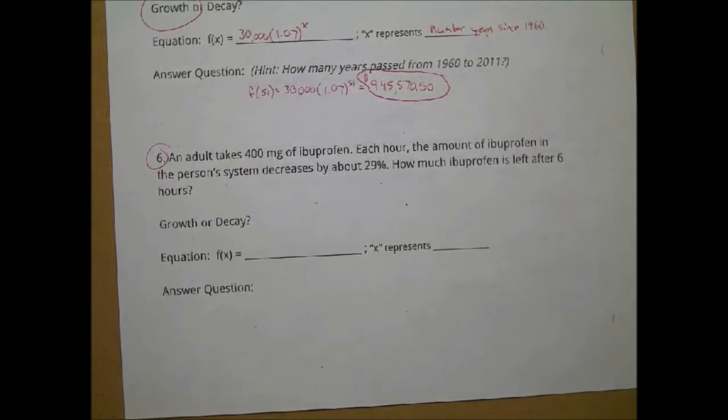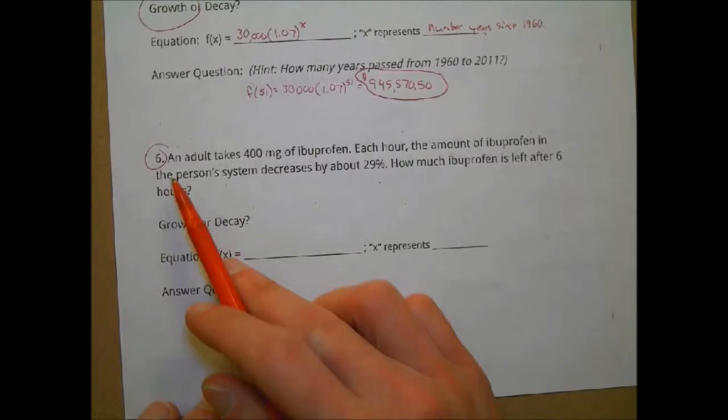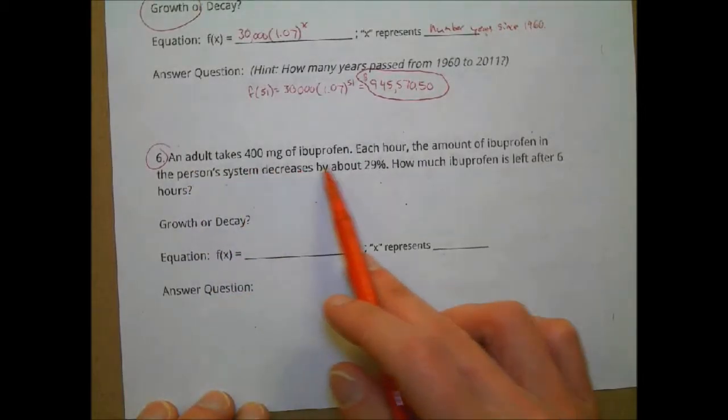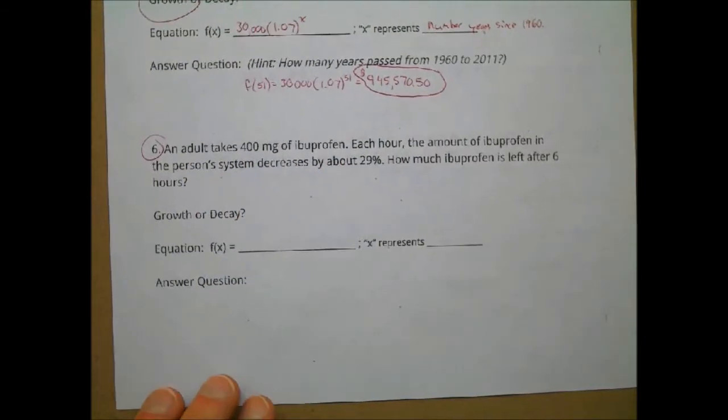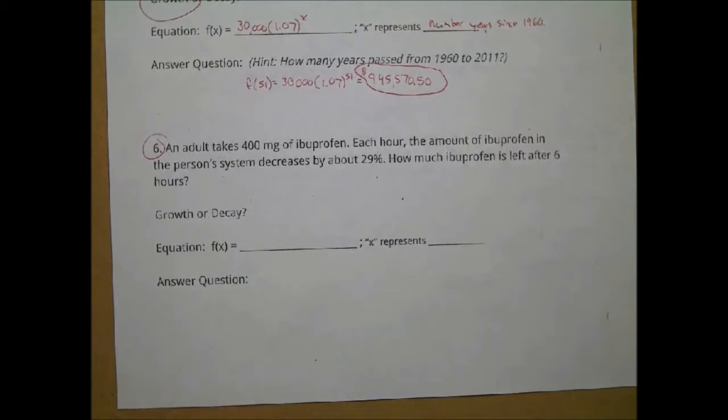All right. Number 6, an adult takes 400 milligrams of ibuprofen. Each hour, the amount of ibuprofen in the person's system decreases by about 29%. Folks, this is your body doing what it's supposed to do, right? When you take medicine, your body metabolizes medicine. Even though medicine is supposed to be there to help you, your body metabolizes the medicine out of your system, okay? Because you don't want to keep it in there forever. And so your body kind of takes care of it, cleans it out, like your liver and stuff like that, okay?